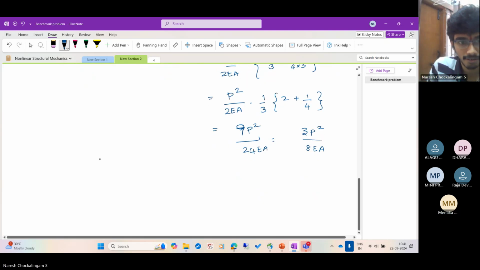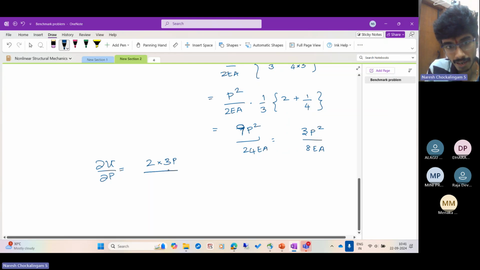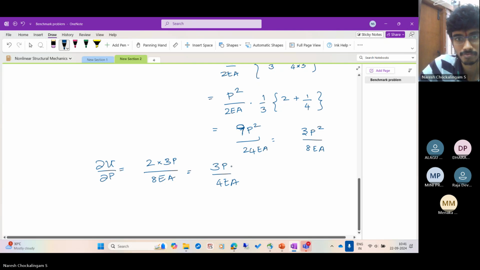Now, what is the load point displacement? It is rho P. So it is 2 times 3P by 8EA. So it is 3P by 4EA. Yeah, there's an L everywhere that you have to put. Yeah, so it's 3PL by 4EA.